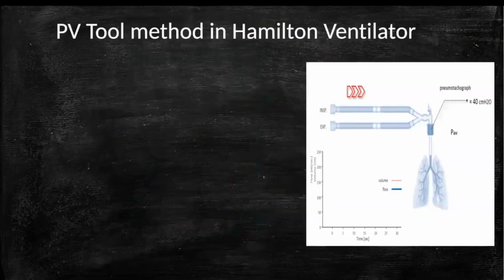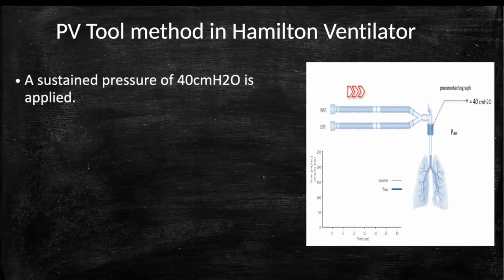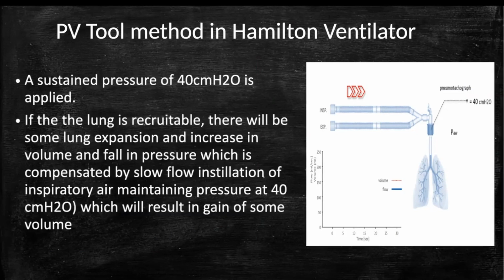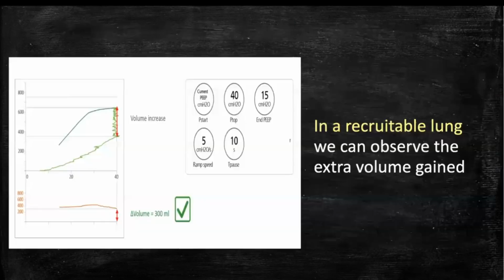Finally, this is the Hamilton ventilator's static PV loop generation. They have an interesting technique. They don't need to disconnect the patient from the ventilator. So initially, a sustained inflation of 40 centimeters of water is applied, and if a lung is recruitable, what happens is there will be some lung expansion because of recruitment, and there will be some drop in the pressure, and to compensate for that, some volume will be delivered, some flow will be delivered, and that is calculated.